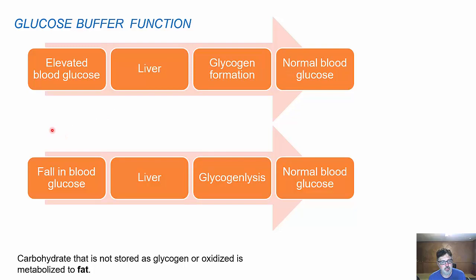Then after a couple hours, as your blood glucose starts to fall, well, then in the liver, we're going to have that glycogenolysis. We'll break the glycogen down into glucose, and that's going to release the glucose back into the blood, elevating the blood sugar levels again. Anything that's not used, that's not oxidized, will then be metabolized to fat.